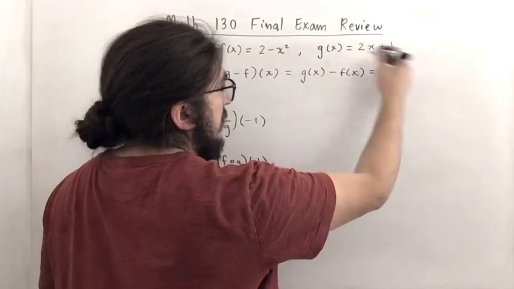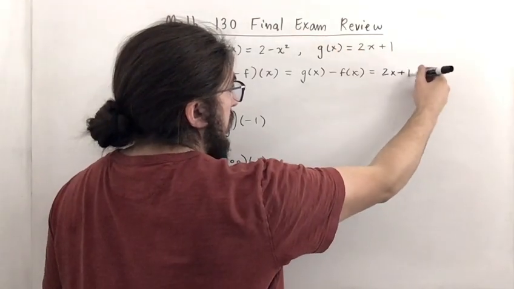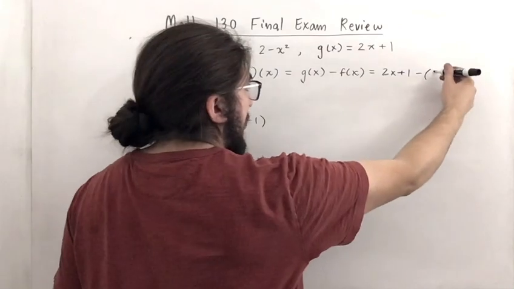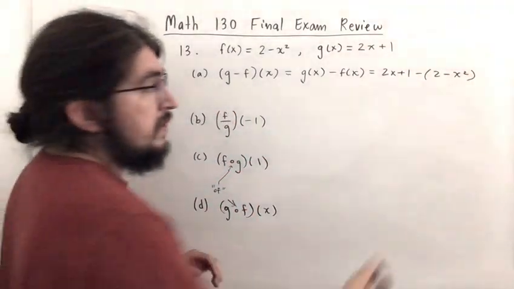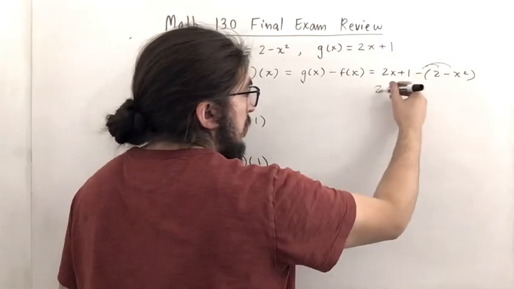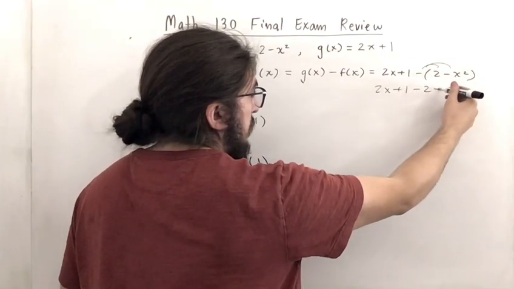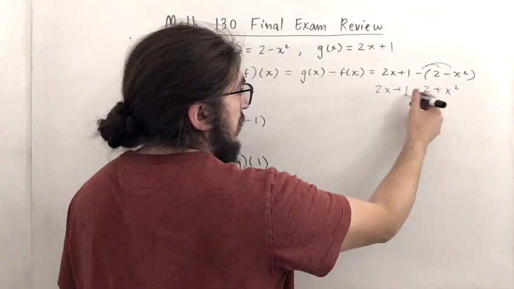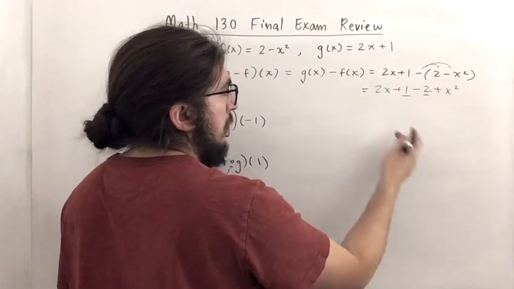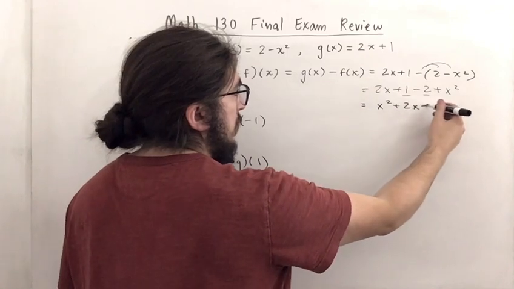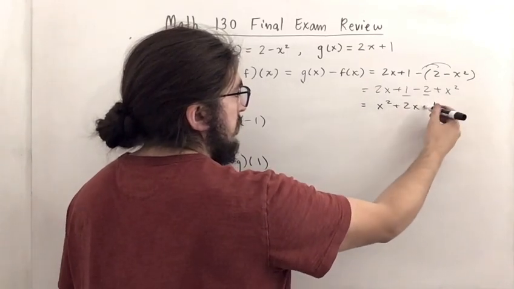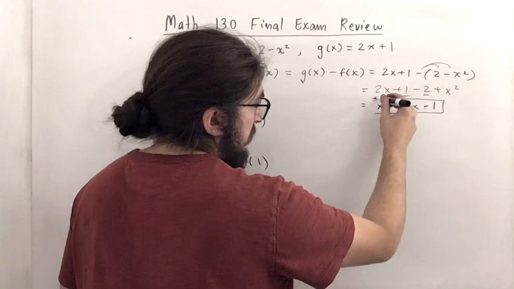So g of x is this 2x plus 1. Minus f of x is that. We need parentheses there because we're subtracting the entire quantity. Distribute the negative. We get 2x plus 1 minus 2 plus x squared. These combine to -1. So we're left with x squared plus 2x plus 1 minus 1. And that's the final answer for this one.